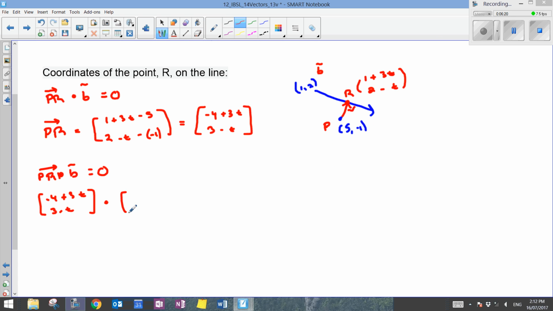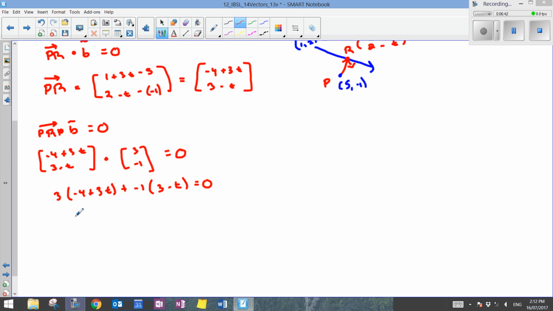So we want to know what direction this line is going in. We want to force it equal to 0. So remember, our dot product is (-4 + 3t) times 3, and then we'll add that to -1 multiplied by (3 - t), and we'll set that equal to 0. So we'll wind up with -12 + 9t and -3 + t. So -15 + 10t is equal to 0. And 10t equals 15. So t is going to be 1.5.